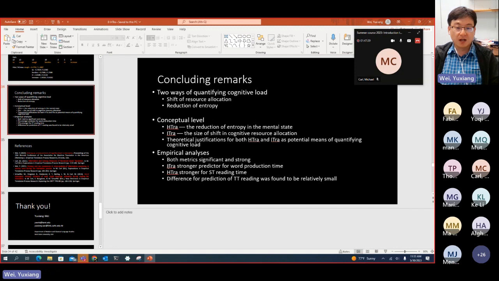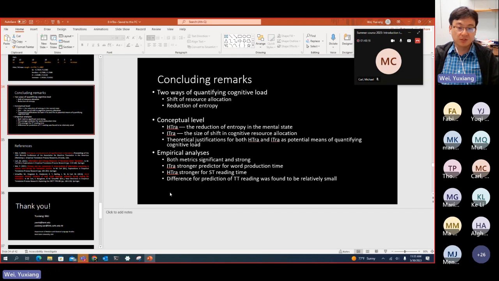And in the empirical analyses, we see that both metrics are significant and strong in increasing cognitive effort, and ITra seems to be a stronger predictor for word production time, while HTra is a stronger predictor for ST reading time, which is not really surprising because ITra, by definition, is from the eventual choice, which, when we look at the cognitive processes, might come later, whereas HTra is more related to the activation stage, which is very much early on. So we see that for ST reading. We see this impact for ITra for the TT production. The difference for the two, for TT reading, was found to be relatively small.